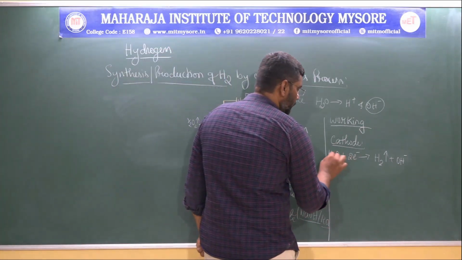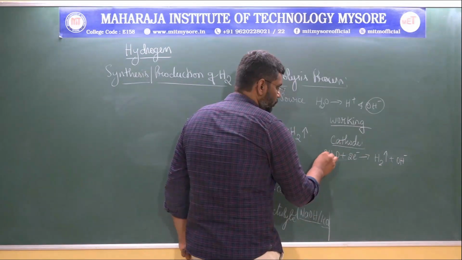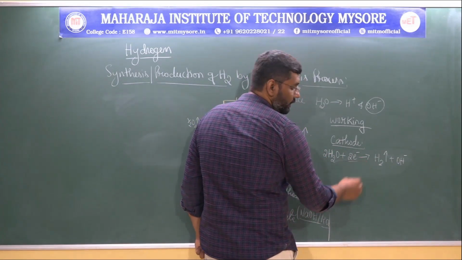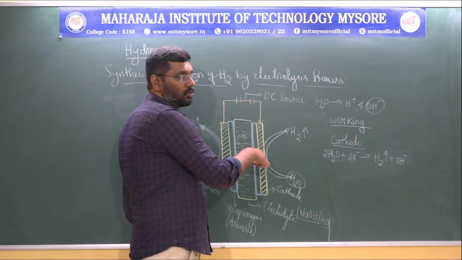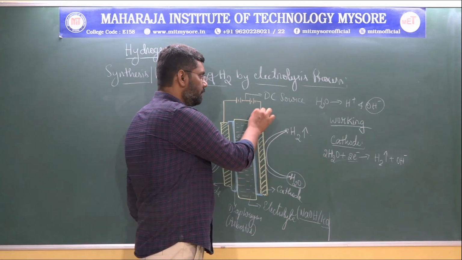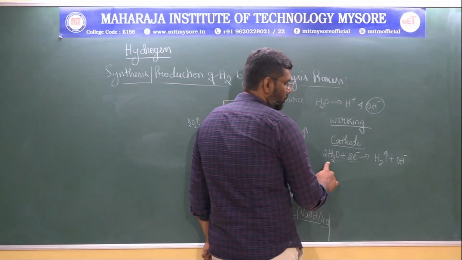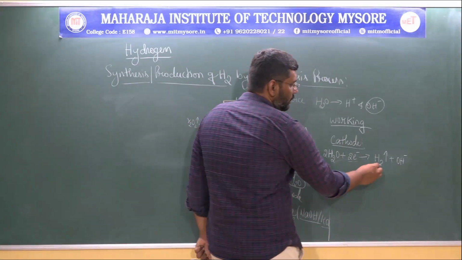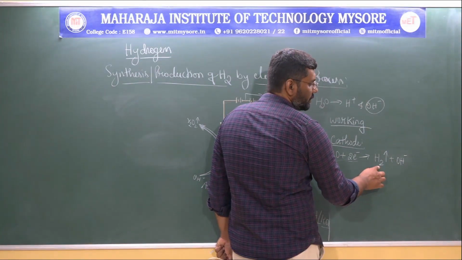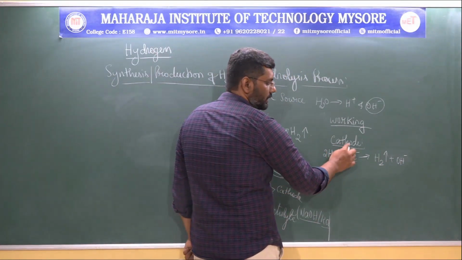If you want to balance the equation, this will become 2 H2O, 2 molecules of water, along with 2 electrons. From where have these electrons been obtained? Due to the DC source, which supplies electricity from the outer source directly towards the cathode. Due to the presence of these electrons, the water molecule undergoes reduction, and hydrogen gas is released with OH minus ions. So this reaction takes place at the cathode.